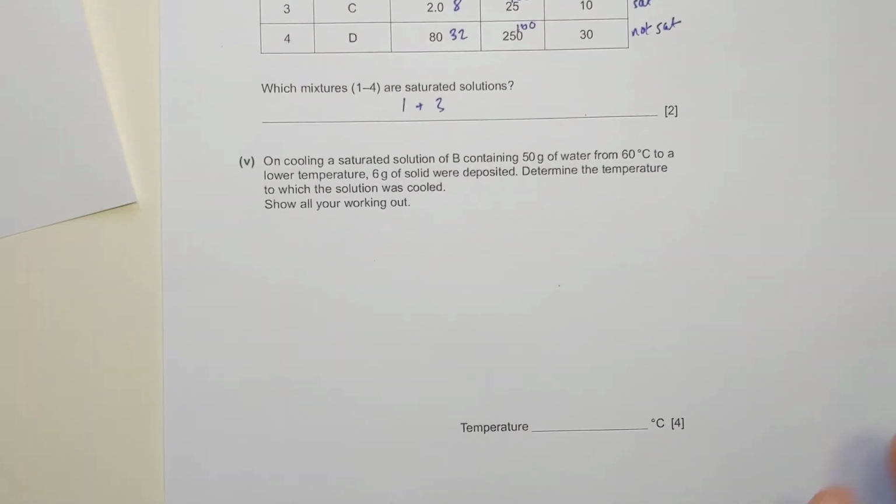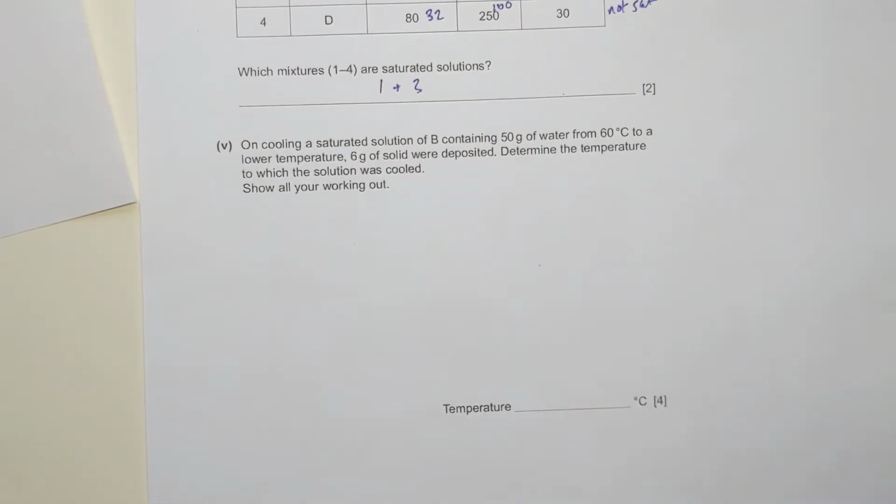Final part of the question. On cooling a saturated solution of B containing 50 grams of water from 60 degrees C to a lower temperature, 6 grams of solid were deposited. Determine the temperature to which the solution was cooled. So again, this is quite a tricky question, but the key strategy is just try and get as much information from the question as you can get.